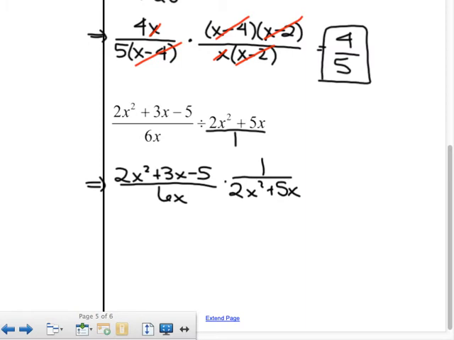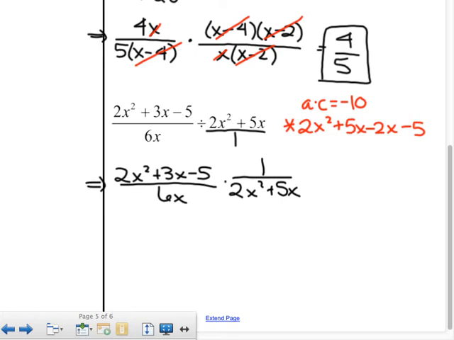All right, on the top left, you have a quadratic that has a coefficient other than 1, which means we need to do a C method. So remember, we multiply a times c. That gives you -10. We're looking for factors of -10 that add to 3. So we're going to do 5 and -2. So you're going to rewrite the middle term as 5x minus 2x and leave a and c alone.